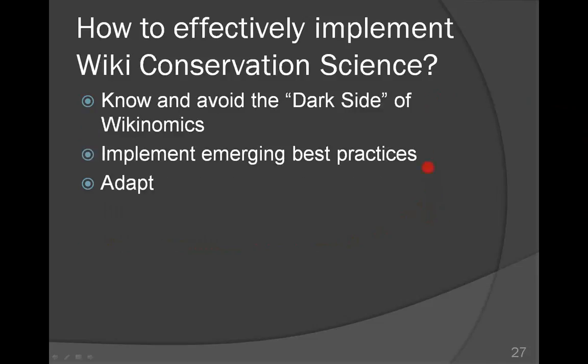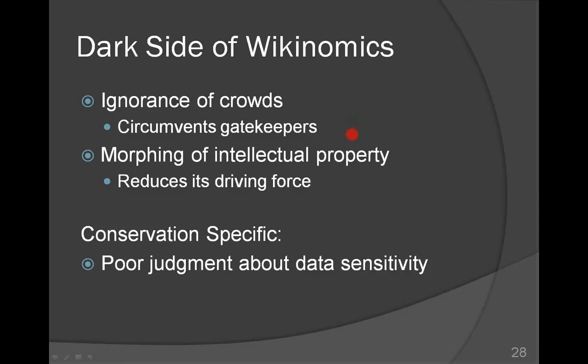So how to effectively implement conservation science for such a thing? One of the things I've drawn from these books is you have to really know and avoid the dark side of economics, work on implementing emerging best practices, and adapt. Some of the things I've gleaned from the books and from common sense is that one major dark side of economics is the ignorance of crowds, that this new process really circumvents the gatekeepers. We're no longer relying on editors of newspapers, magazines, journals to tell us what is quality material, and that applies to a lot of different things.